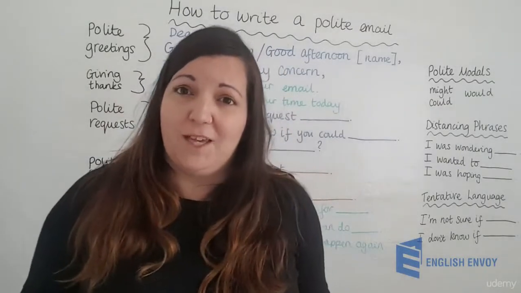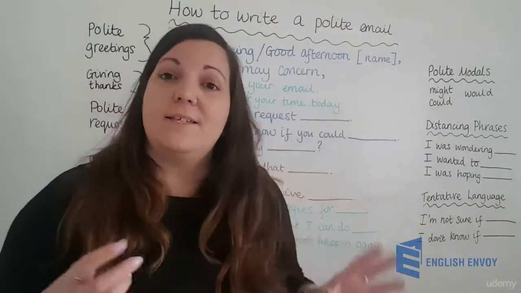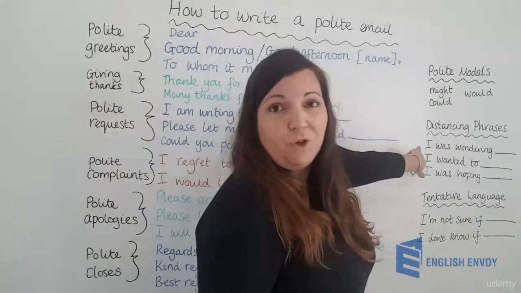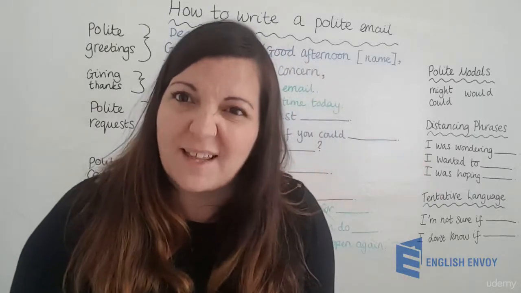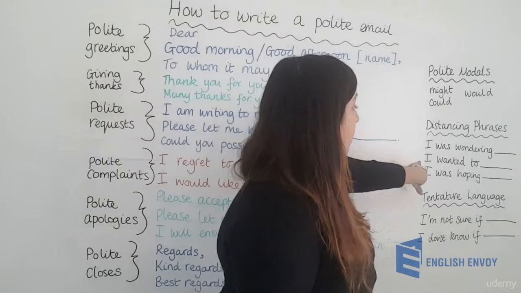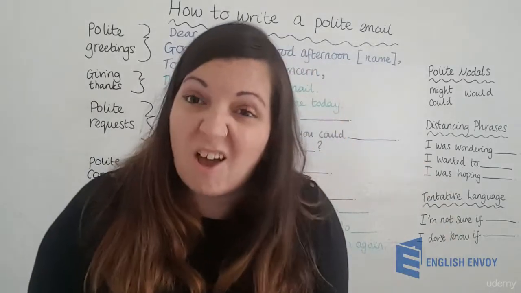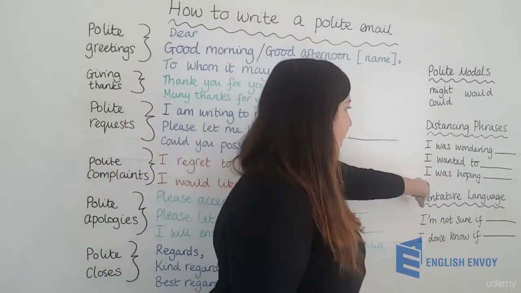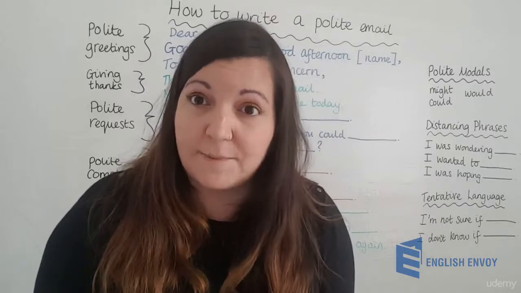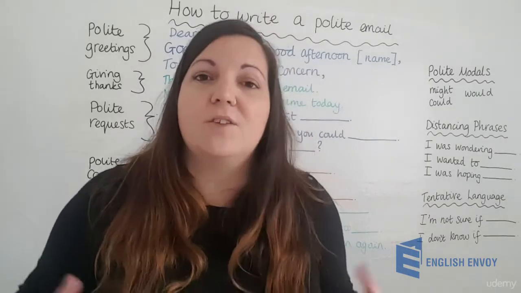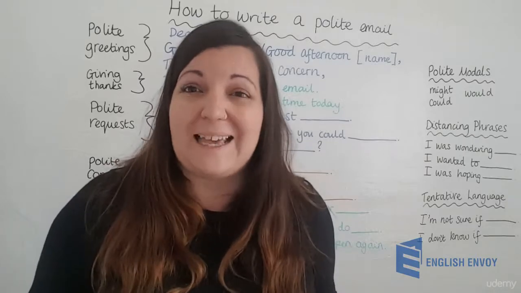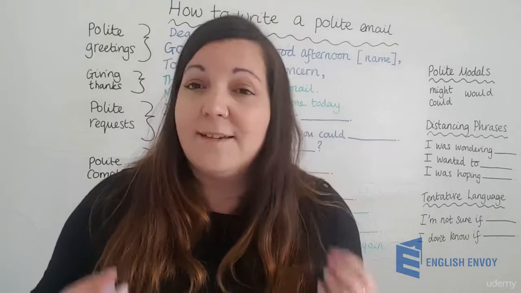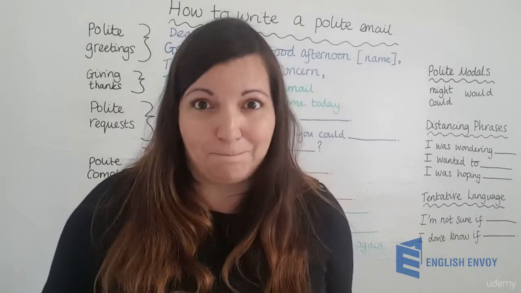We can also use something called distancing phrases. Now the distancing phrases tend to be in the past tense. And here are some examples. I was wondering if you could extend the deadline. I wanted to ask if you could give me some more time for my assignment. I was hoping for a little bit of extra time to get the research done. So those are some examples of how you can sound a little bit less direct. The more indirect we are with our language, the politer we are going to sound. So this is a really good one for when writing an email.